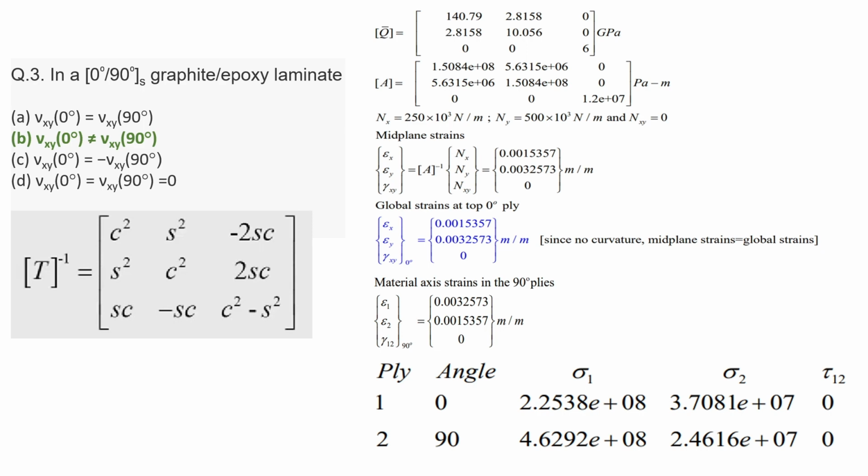So that's why for both these angles, 0 degree and 90 degree, the mu value will not be equal, because the longitudinal strain and transverse strain of both of these will be opposite to each other. So that's why option B is the correct one, that their values are not equal.